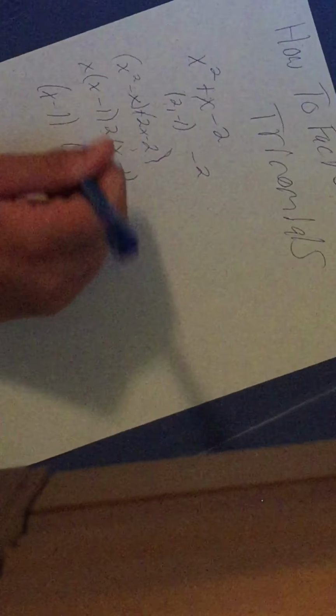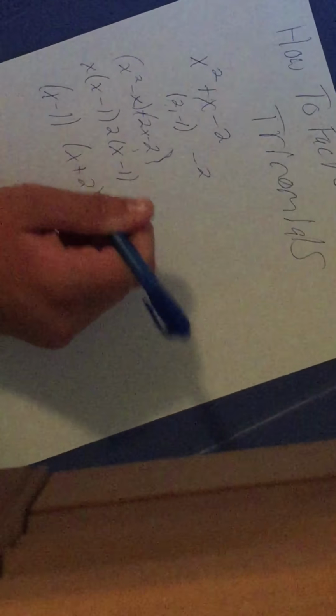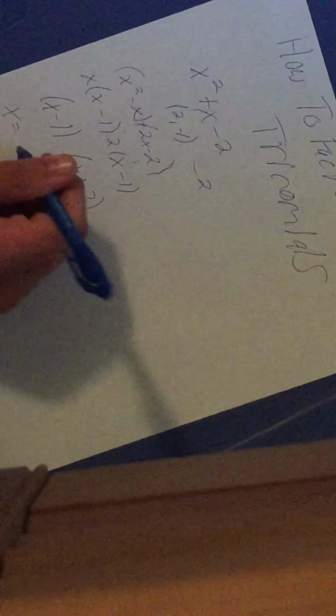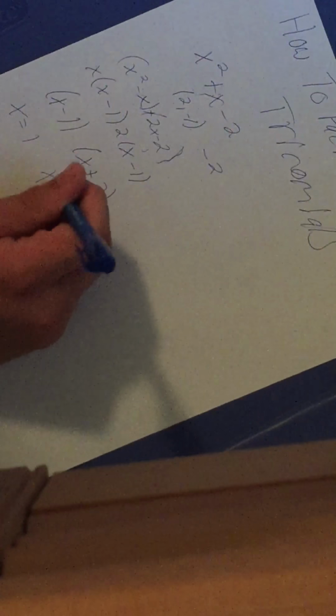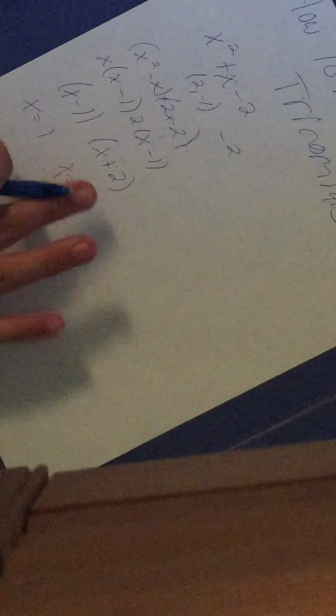And now your answer is the parentheses. And then to form your second answer, you take this number plus or minus this number. Since this is a positive, it's plus. And then your answer is x equals 1 and x equals negative 2, because the signs flip. So there you have it.